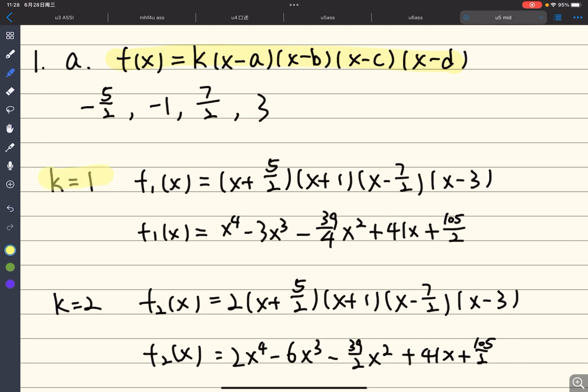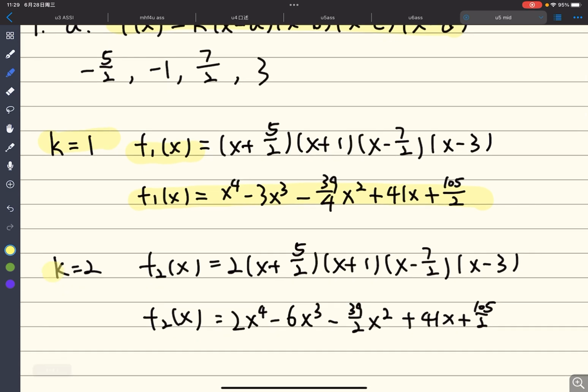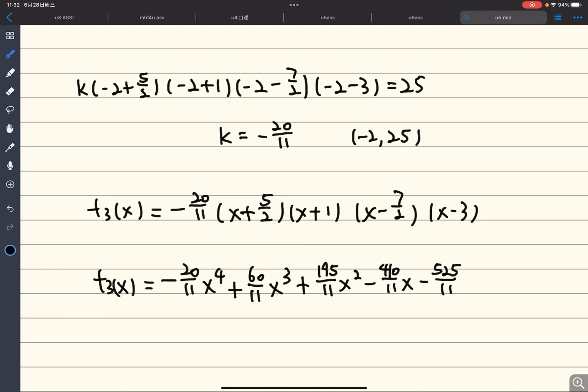For k equals 1, we have the function f1(x). By expanding this function, we can get the final function. For k equals 2, we have the function f2(x). Then, by expanding this function, we can get the final function. Now let's turn to question B.